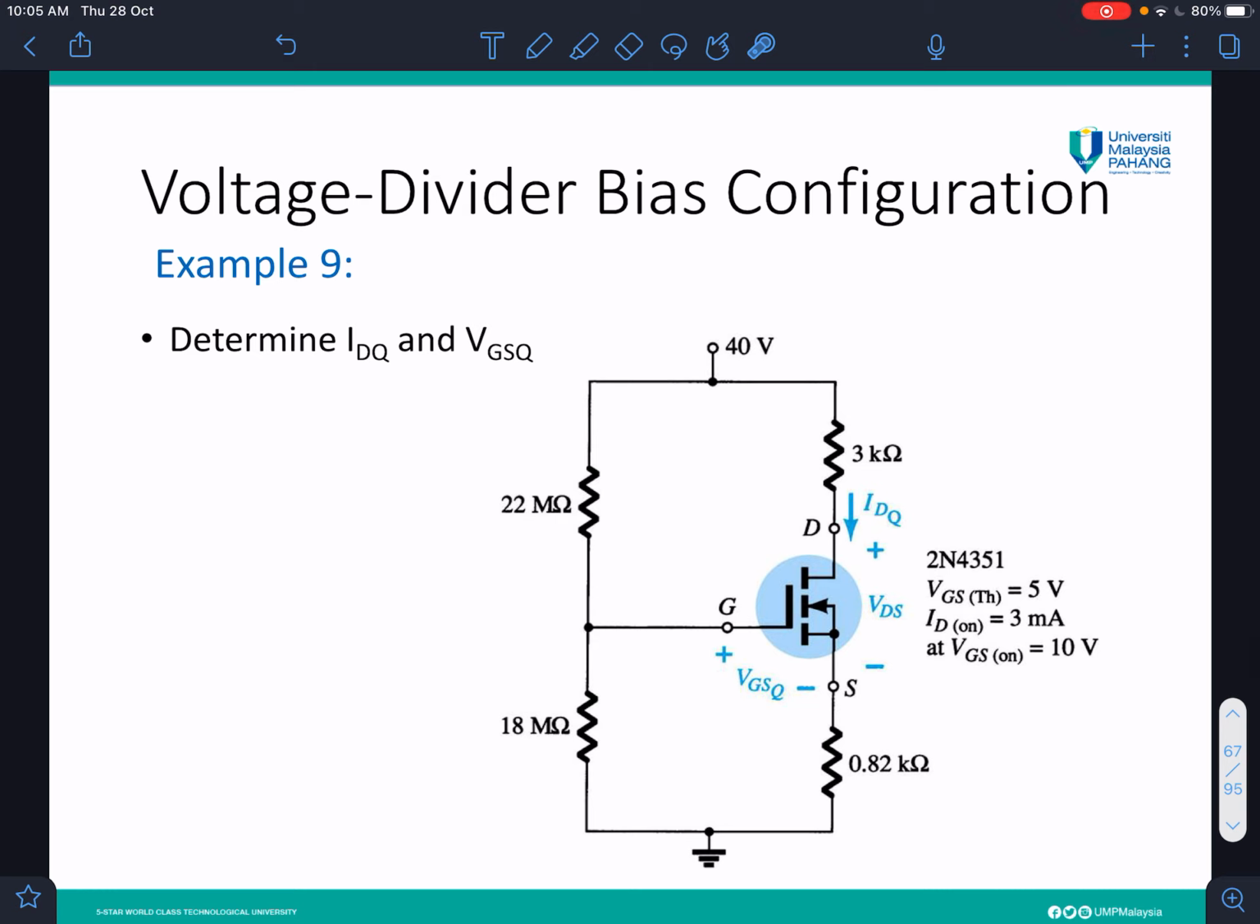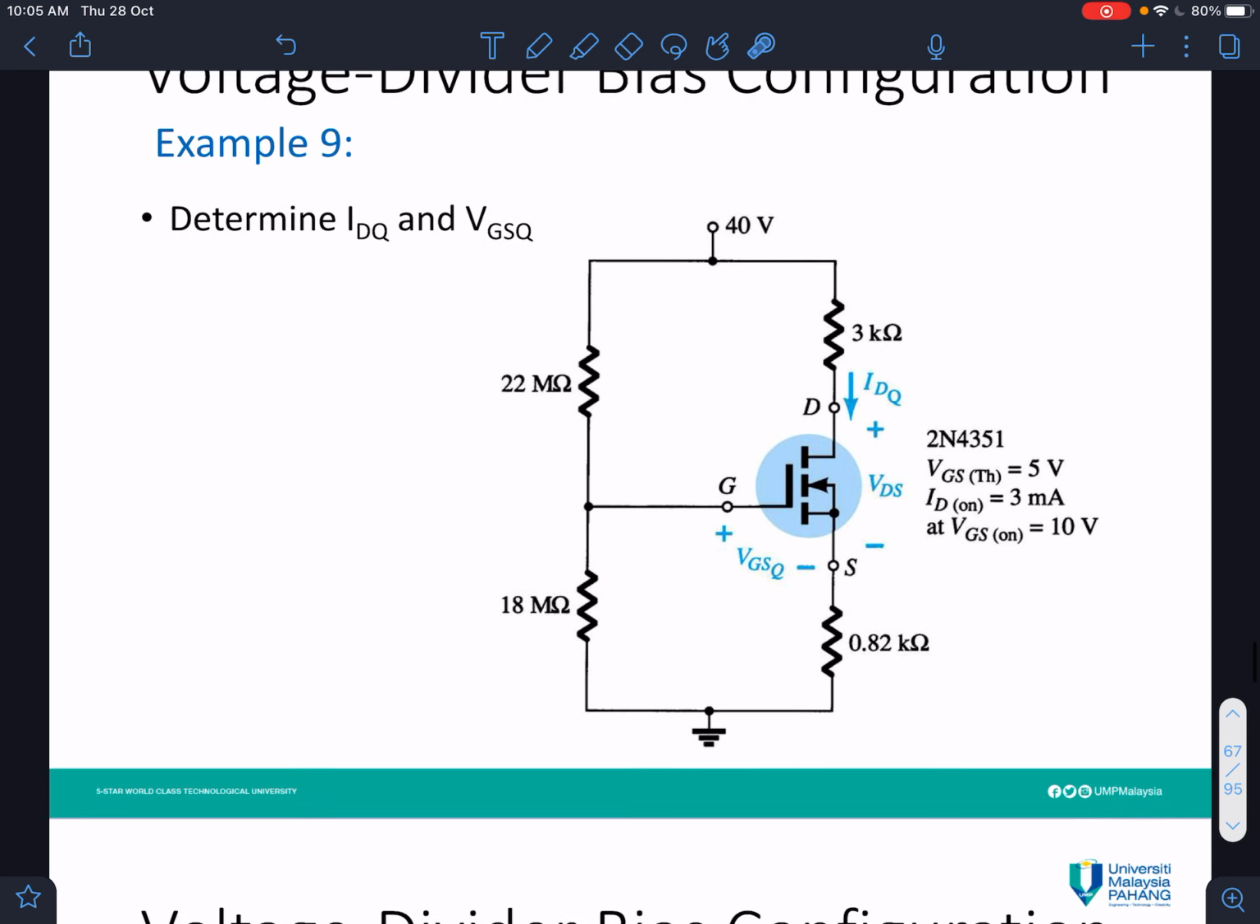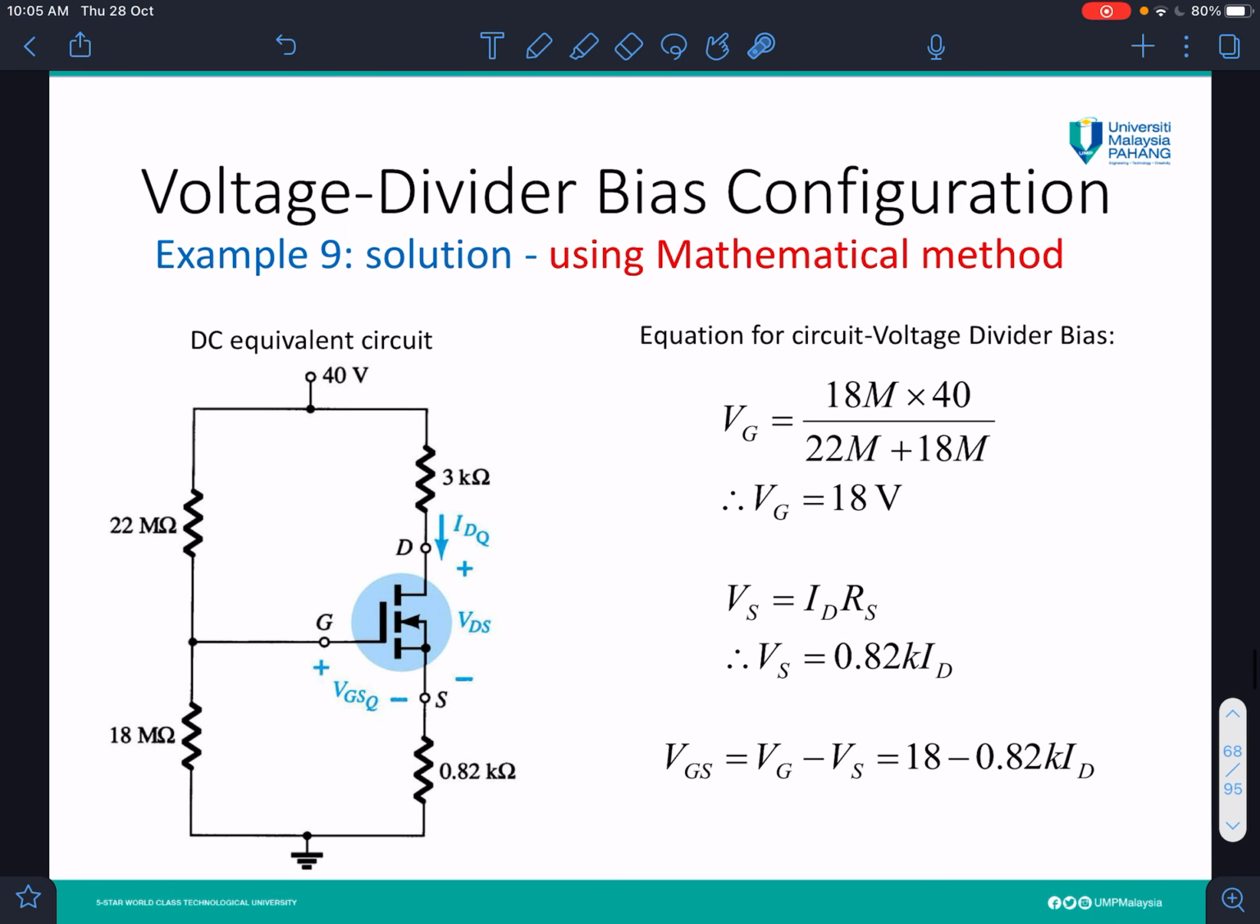We go to example 9, where you determine the IDQ and VGSQ. These are the parameters: VT, the threshold voltage, ID on and VGS on. Using the mathematical method, draw the DC equivalent circuit, remove the capacitors and everything that is not related, and then find the equation for VGS. So again, we use the voltage divider rule.